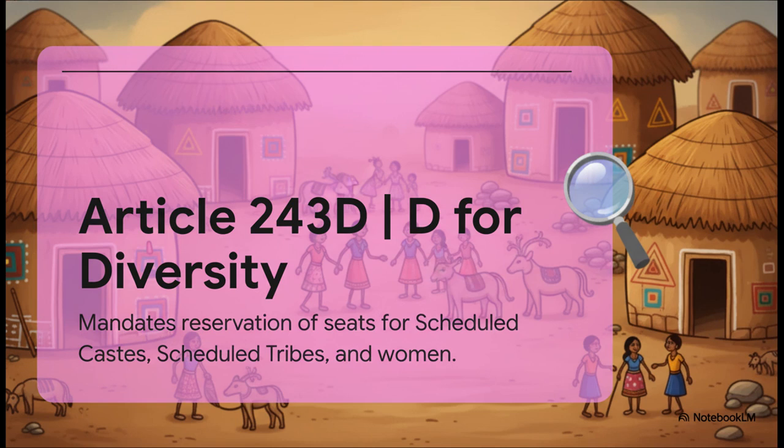Our keyword here is D for diversity. This is the article that mandates reservation of seats for scheduled castes, scheduled tribes, and for women. It's about ensuring that everyone, especially those who've been historically left out, has a guaranteed seat at the table.